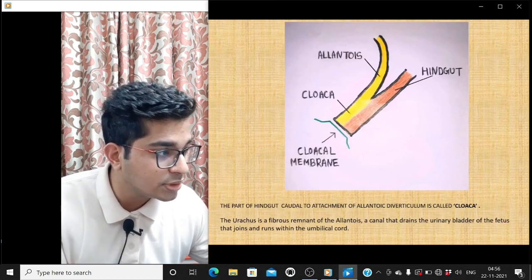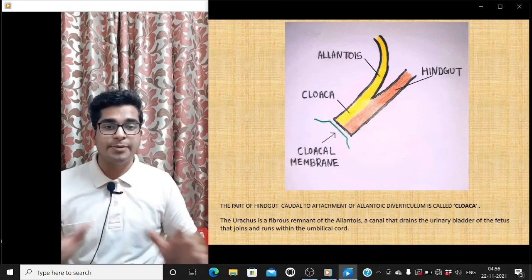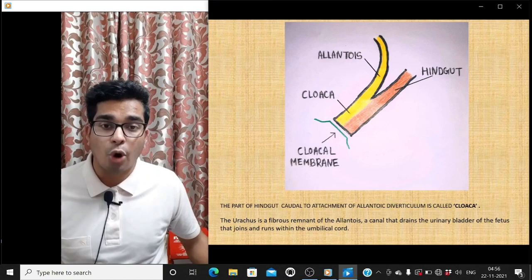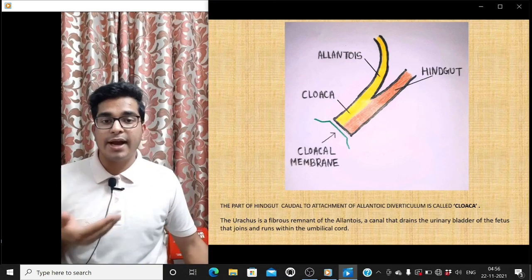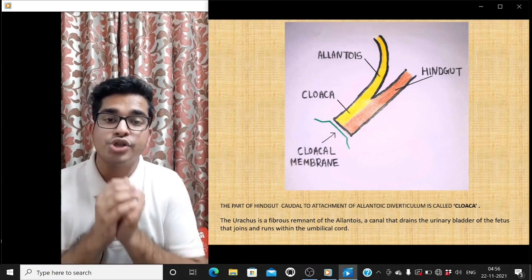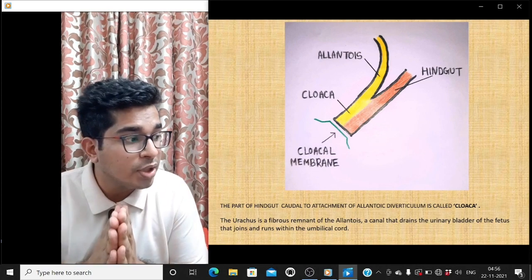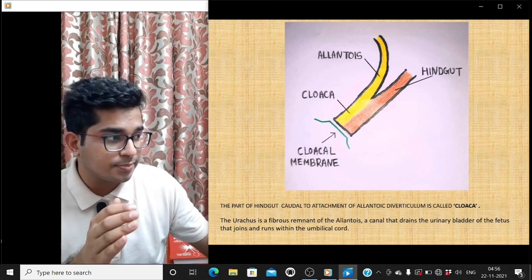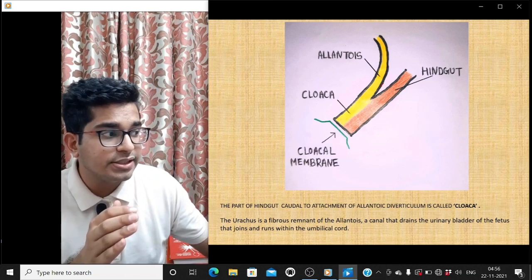So we have zoomed this image. A very important statement for all of you to learn is that the part of hindgut that is caudal, that means behind, the part of hindgut that is caudal to the allantois is known as your cloaca. Okay, now what is allantois? This is your allantois and it is connected to your umbilicus.